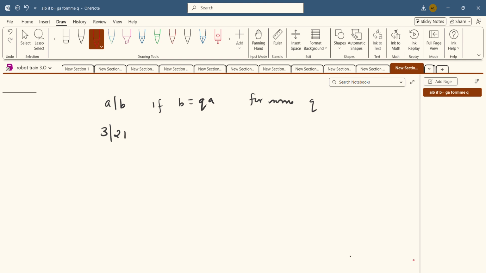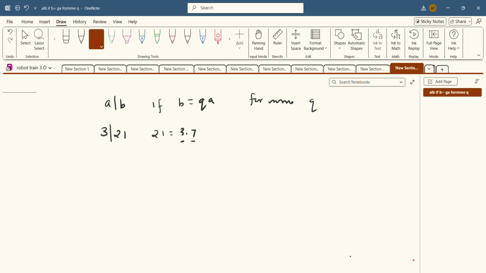So 3 divides 21 means 3 is a divisor of 21, or 3 is a factor of 21, and 21 is a multiple of 3, isn't it? So 21 is equivalent to 3 into 7. So 3 is a factor. So 7 and 3 are factors. So we have this.